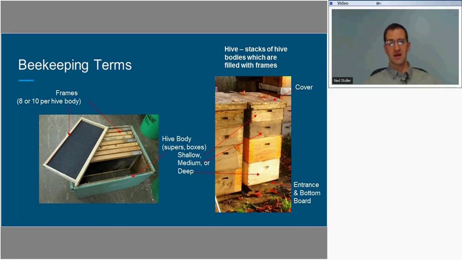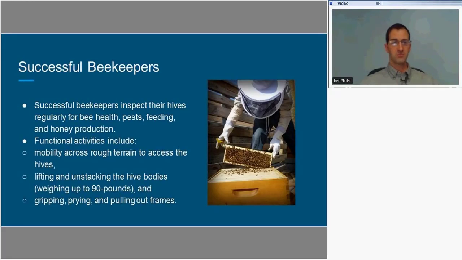There's a cover on top to keep out the weather. There's an entrance opening in the bottom, and then there's a bottom board that the whole hive will sit on. So this is what we're talking about when we refer to hive bodies and frames.